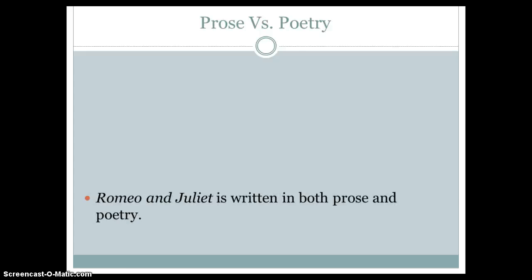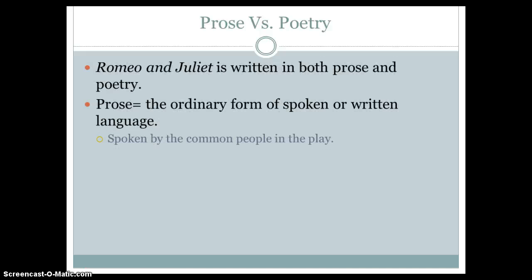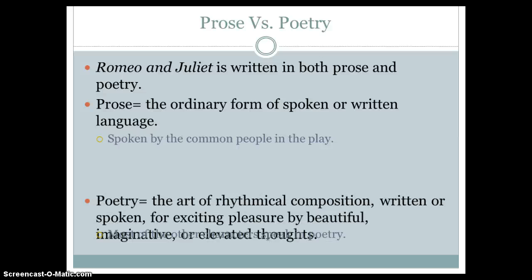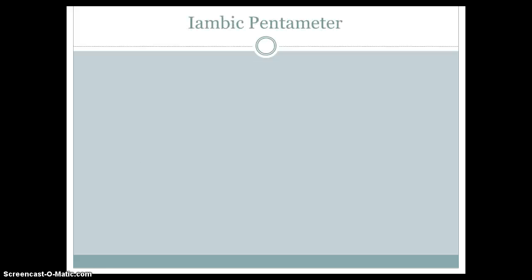Okay, prose versus poetry. Romeo and Juliet is written in both prose and poetry. Prose is the ordinary form of spoken or written language, spoken by the common people in the play. And poetry is the art of rhythmical composition, written or spoken for exciting pleasure by beautiful, imaginative, or elevated thoughts. Most of the characters speak in poetry. Prose is also used to say something's changing. They usually talk about something big, like fighting.